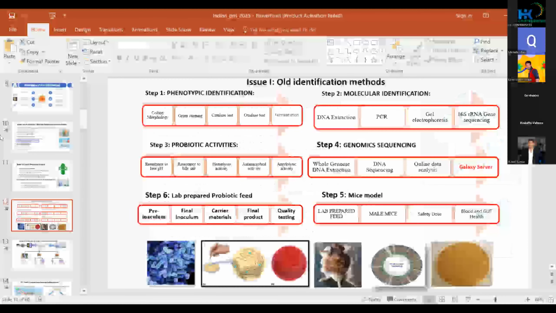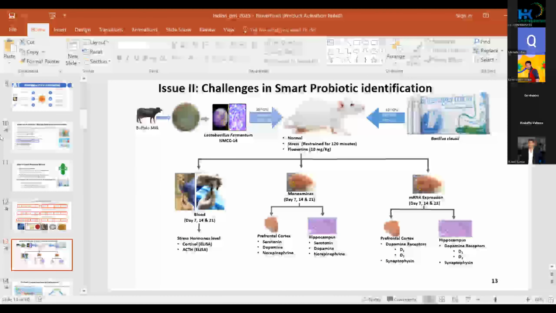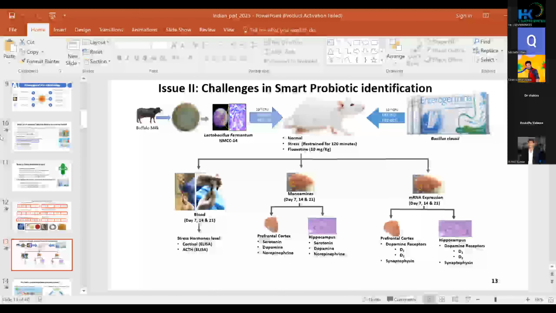If we are talking about the old identification methods for bacterial strains which can be used to make a food product, there are phenotypic identification problems and molecular identification problems. Probiotic activity screening is another hurdle in screening smart probiotics. Then you have to follow huge tests to screen out one small, tiny bacterium in the lab for preparation of a product. So it's a very time-consuming method. Different types of challenges are involved in screening bacteria or yeast strains in your lab for the preparation of any type of edible product.